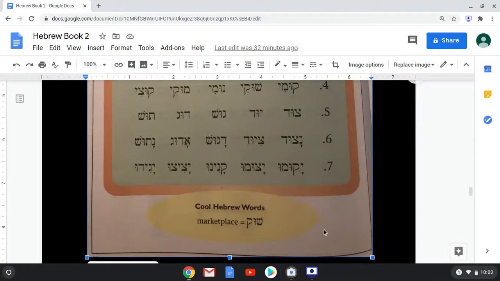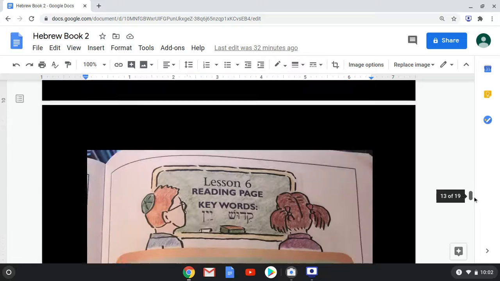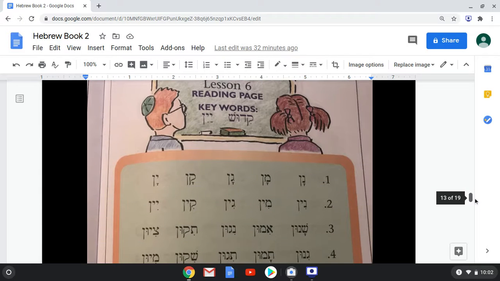Okay, so our cool Hebrew word is shuk. Shuk right here. And actually, shuk would be one whole syllable. Even though it's 3 letters, it's one whole syllable. So shuk, that's marketplace. All right. So we have our keywords, kiddush and yayin. Now we're going to practice with some final nun.